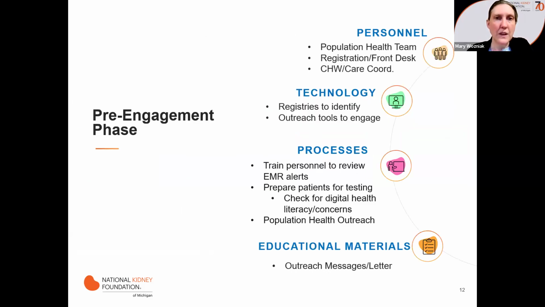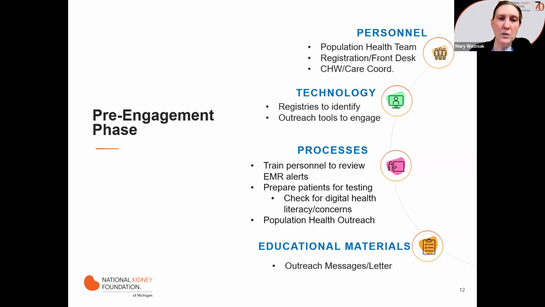So in the pre-engagement phase, the personnel involved in this stage oftentimes are your population health team. The registration and front desk may be the ones reaching out, trying to re-engage patients in care, or you might have a community health worker on the team who's out in the community working to connect people back to the healthcare team. In terms of technology you can use, we'll go through some examples of these, but registries are very nice to identify patients who are in need of screening, and outreach tools, such as through your electronic health record or other ways of reaching your patients to let them know that they are due for testing.